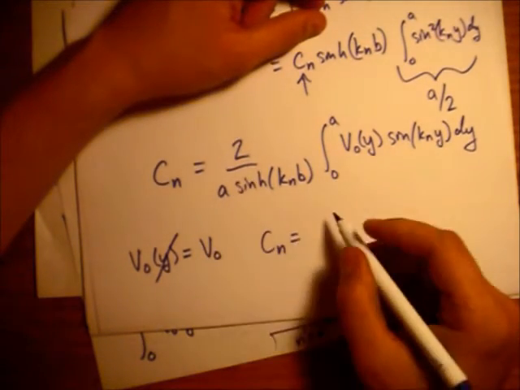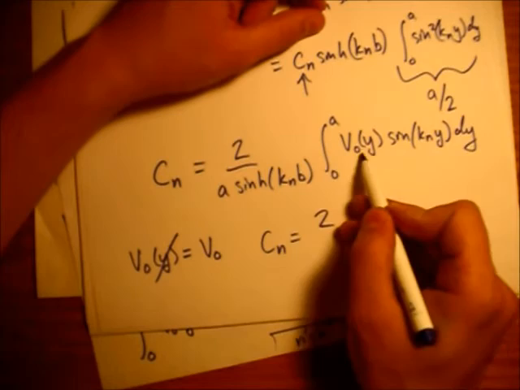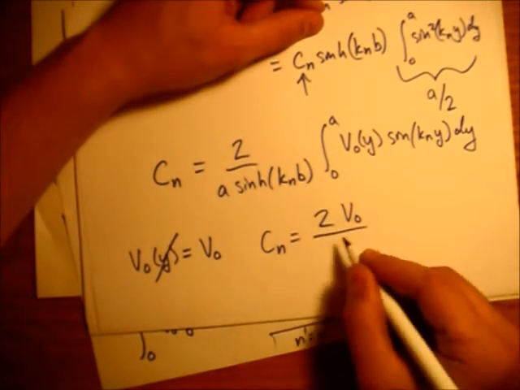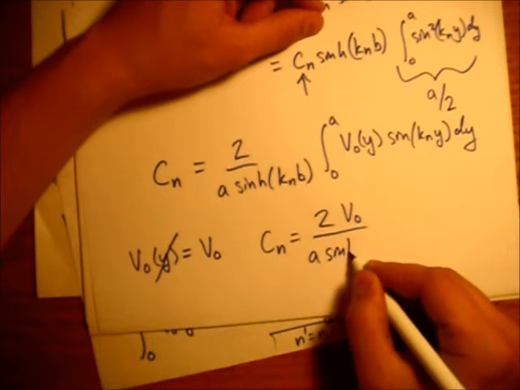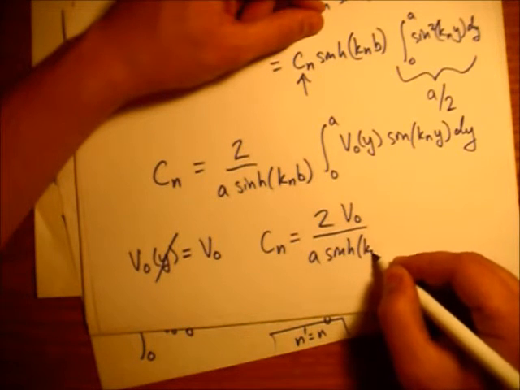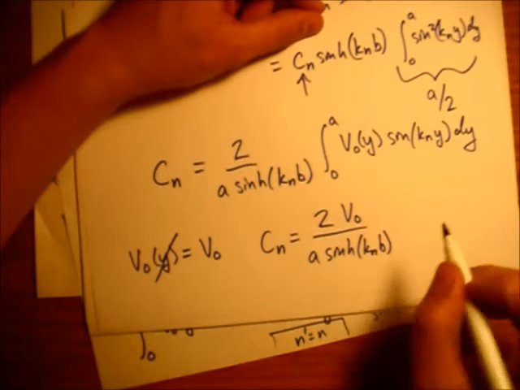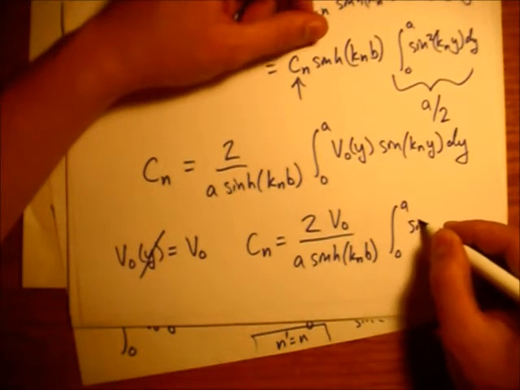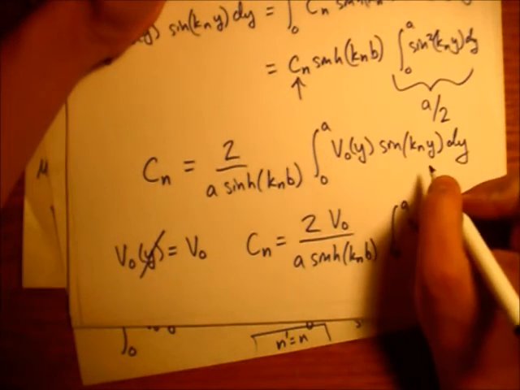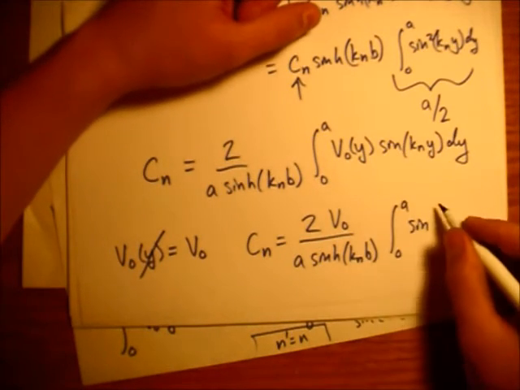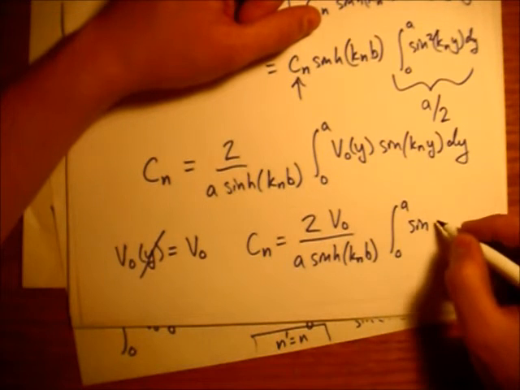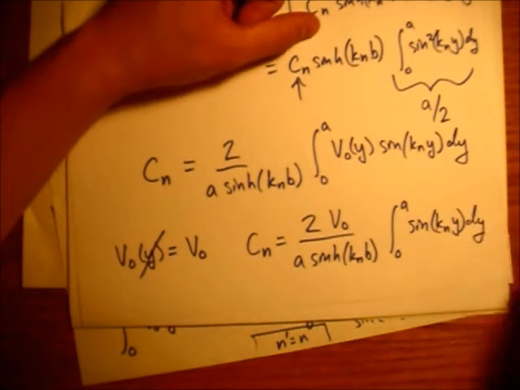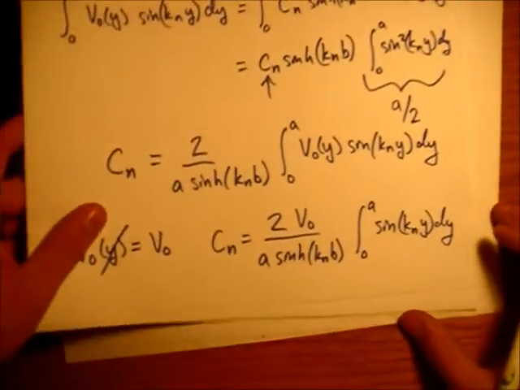Well, we still have this 2, and this V naught can now come out of the integral because it's a constant. We have an a, we have a hyperbolic sine of knb, and then we just have an integral from 0 to a of sine, excuse me, was this squared? No, this is not squared. This is just sine kny dy. All right.